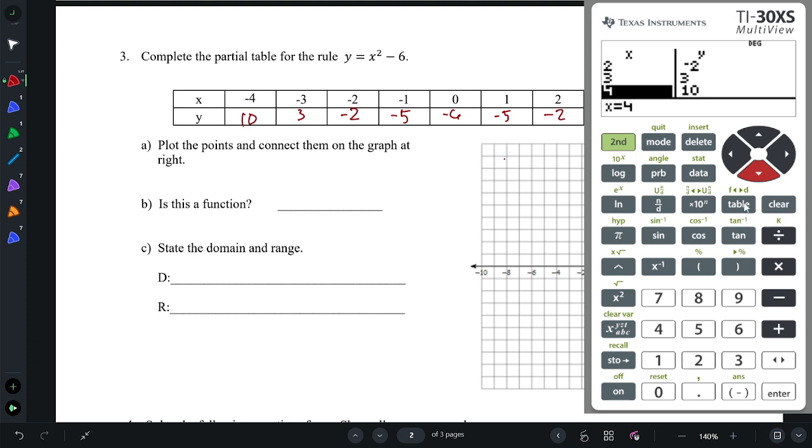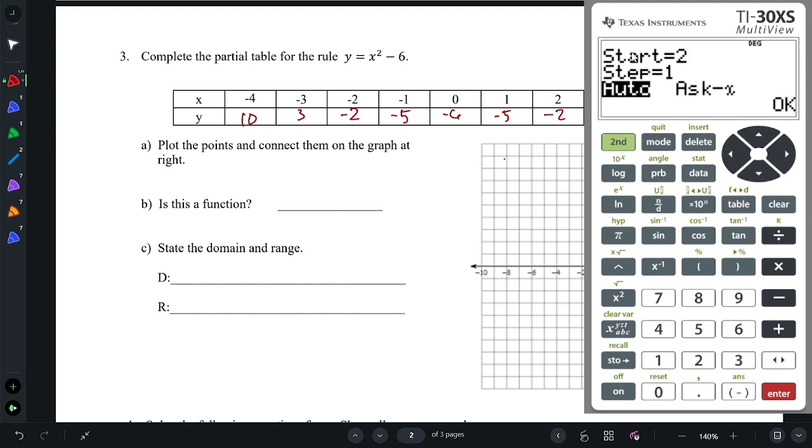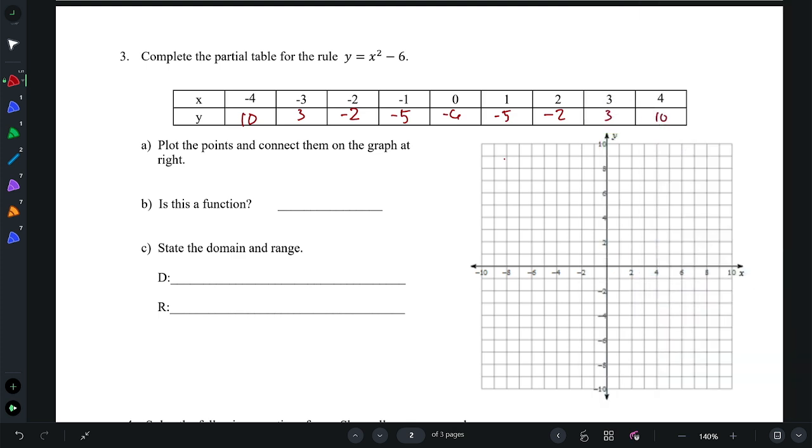That's a cool trick on this calculator, right? When you hit table, it allows you to enter the function. The function we're entering is x squared minus 6. And there's some features here, right? You can tell it where you want it to start. Right now it's going to start at -2, but you can tell it where to start and what to count by. Anyways, we're done with that, so we can move the calculator away and go ahead and plot these points.